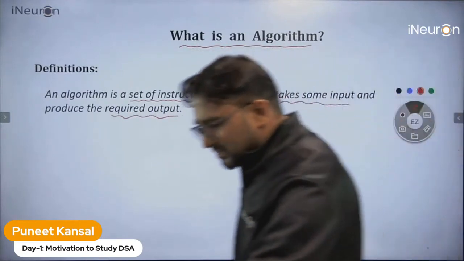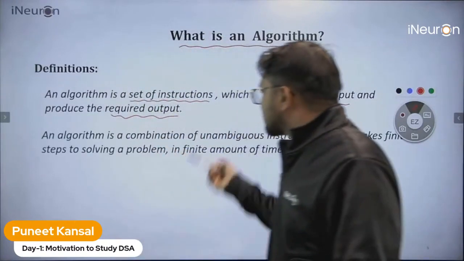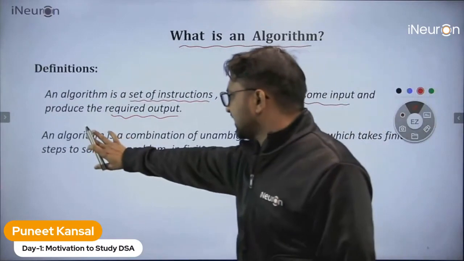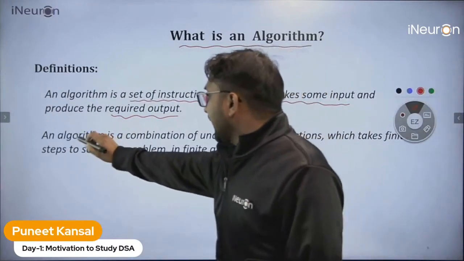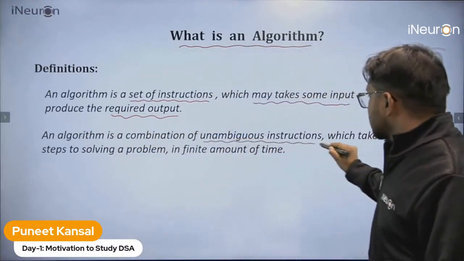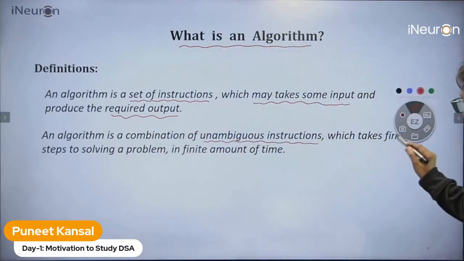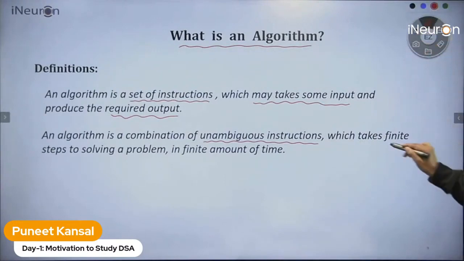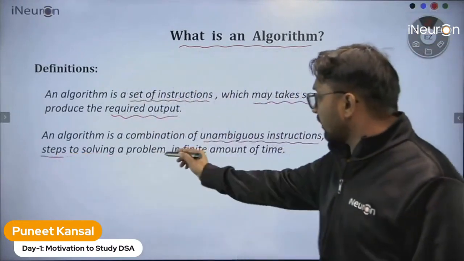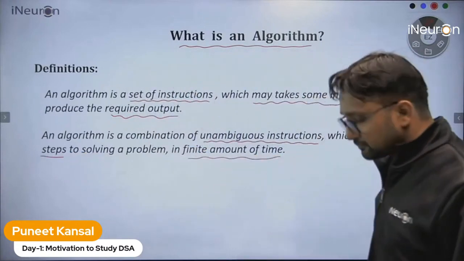And this is another definition from my side. An algorithm is a combination of unambiguous instructions which take finite steps to solve a problem in a finite amount of time.